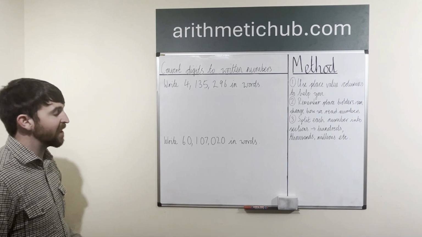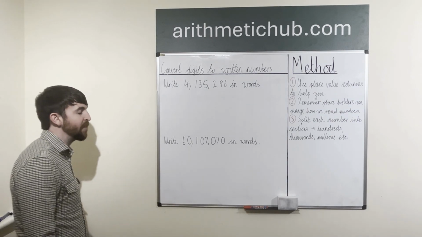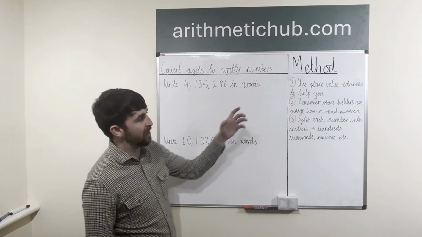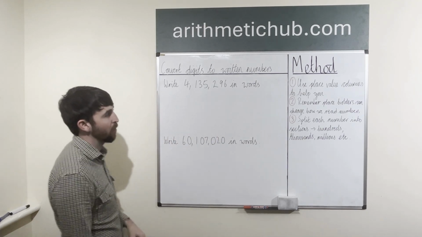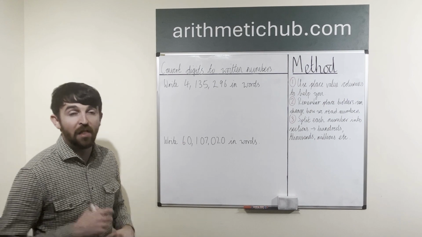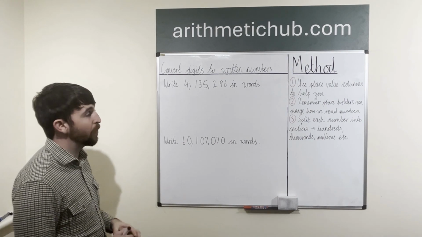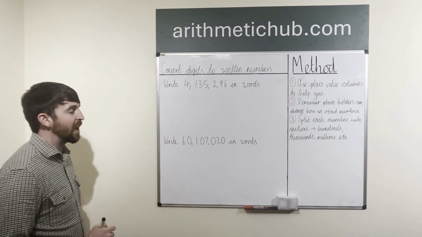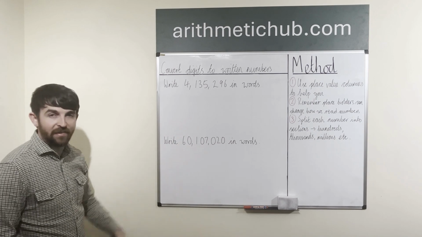The second one says, write 60,107,020 in words, which could be slightly more challenging. We'll have a look at why that is in a second when we look at the method. So the method says, use place value columns to help you. That's going to be so important here when we are writing these out. Remember, placeholders can change how we read numbers. That happens here, doesn't it?